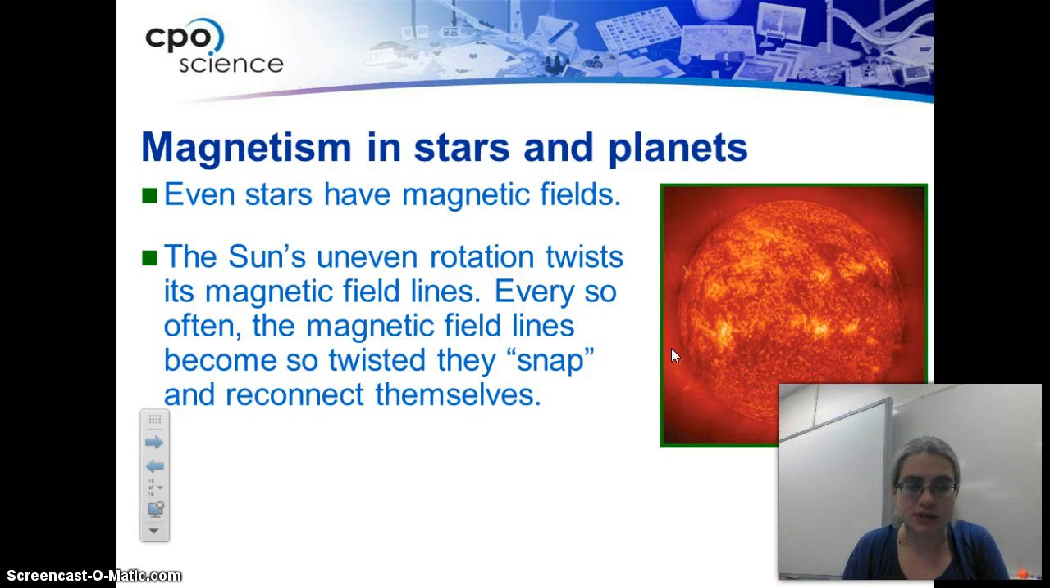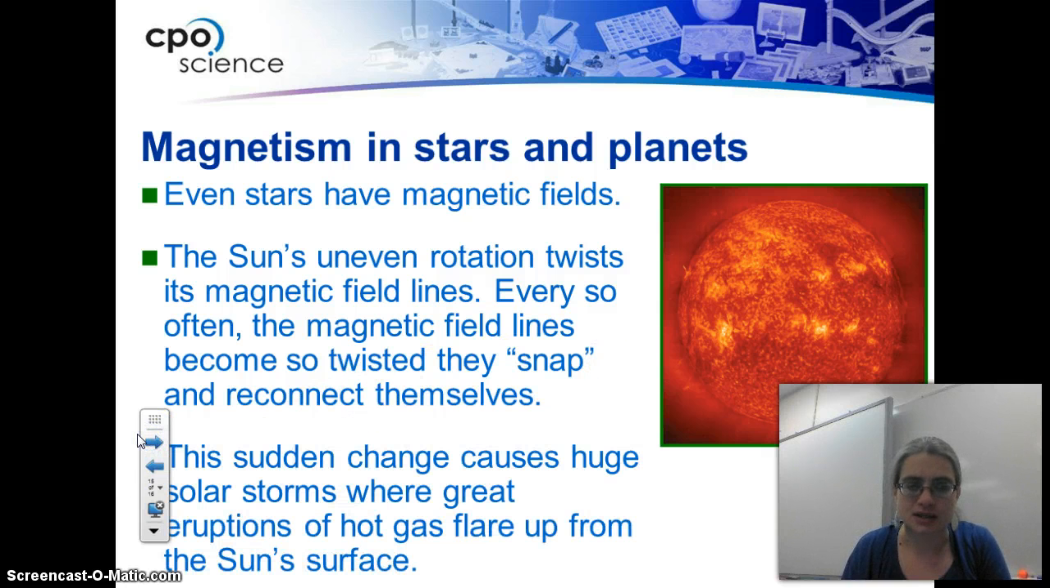The sun's uneven rotation twists its magnetic field lines, creating unevenness. Every so often, the magnetic field lines snap because they become so twisted, and reconnect themselves. That's why you see those solar arcs or solar flares. This sudden change causes huge solar storms where great eruptions of hot gas flare up from the sun's surface. The solar storm cycle is usually every 7 years or so, and scientists can predict that.